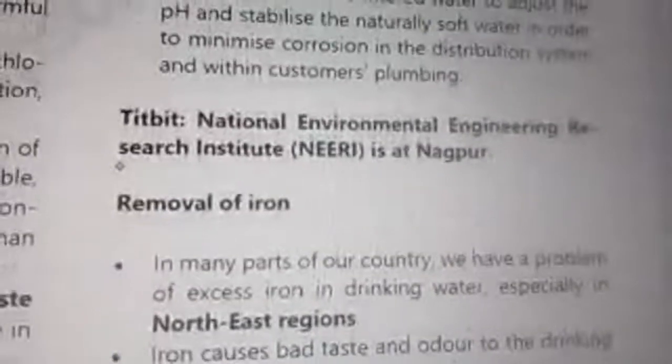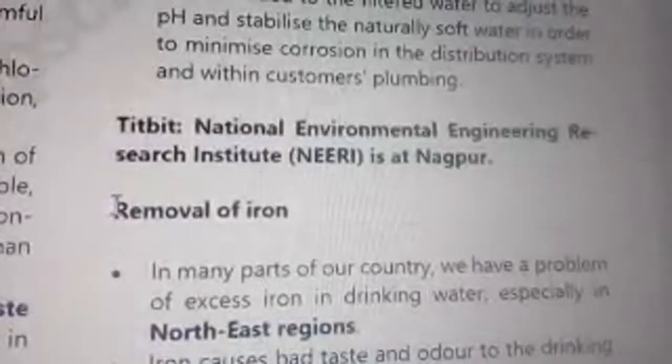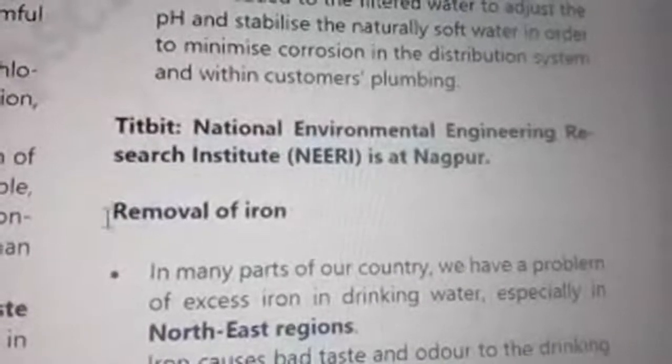Tidbit: National Environmental Engineering Research Institute, NEERI, is at Nagpur.